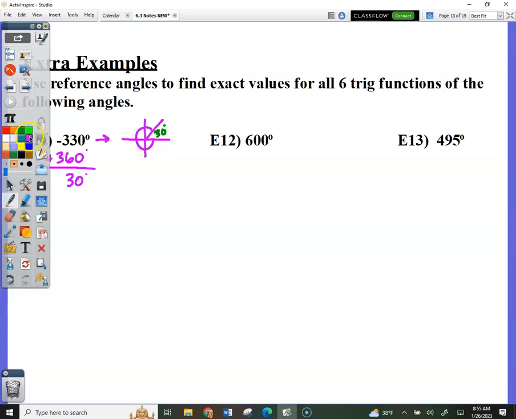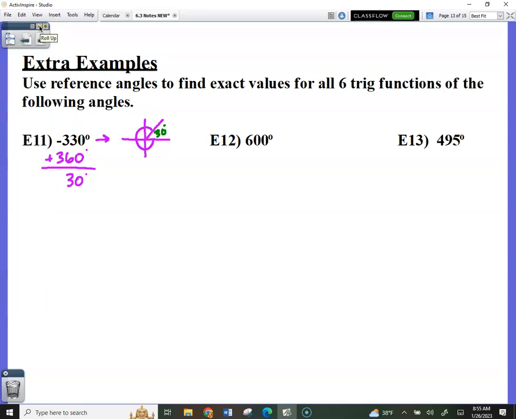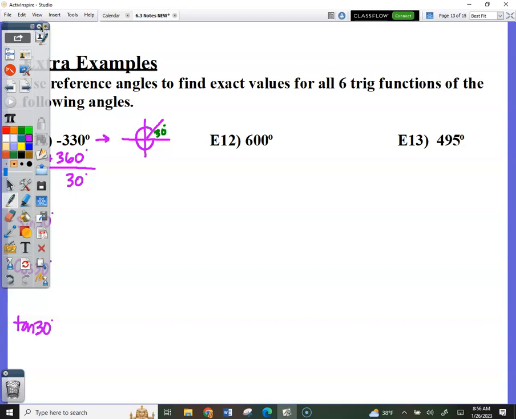Okay, so now I know I'm dealing with 30 degrees instead of negative 330. And now I'm going to find all 6 trig functions. So we've got sine 30, cosine 30, and tangent 30. Why am I not worried about the actual sign of my trig functions here? Because I'm in quadrant 1, right? Everything in quadrant 1 is positive. So if you need to make that note to yourself right here, like, okay, we're in quadrant 1, which means everything's positive, you can.